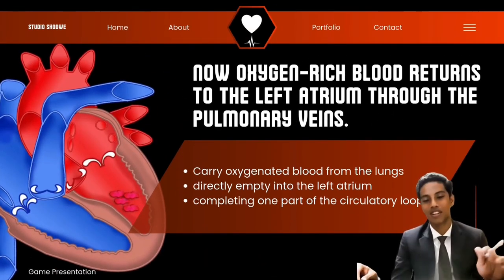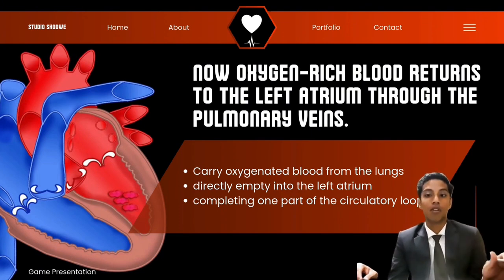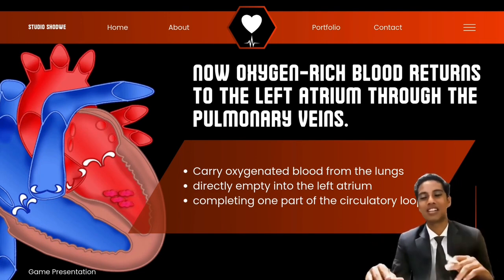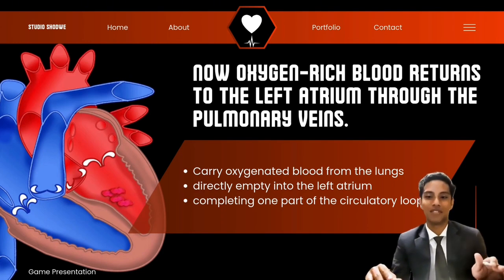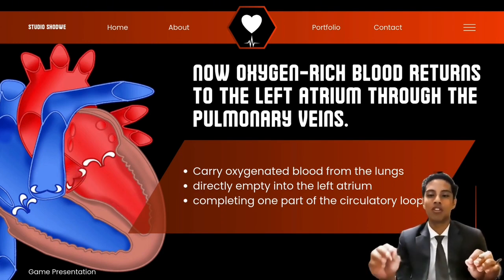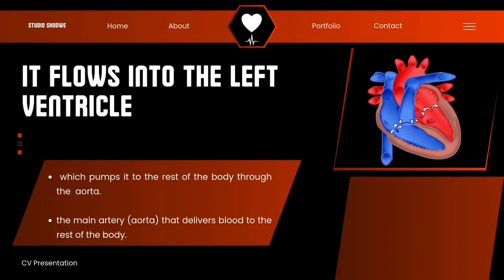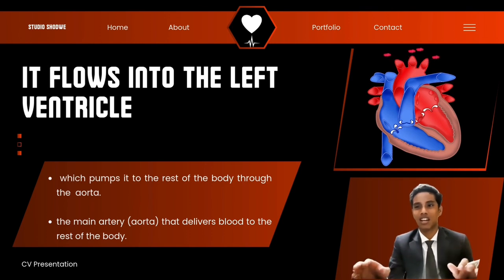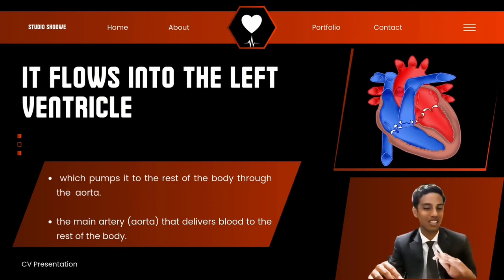The next step for the CV system is, now oxygen-rich blood flows back into the heart, this time into the left atrium, through the pulmonary veins. These veins are special because they carry oxygenated blood, completing one side of the loop. From the left atrium, blood moves into the left ventricle, the strongest chamber of the heart. It then gets pumped into the aorta, the largest artery, to be distributed throughout the entire body.